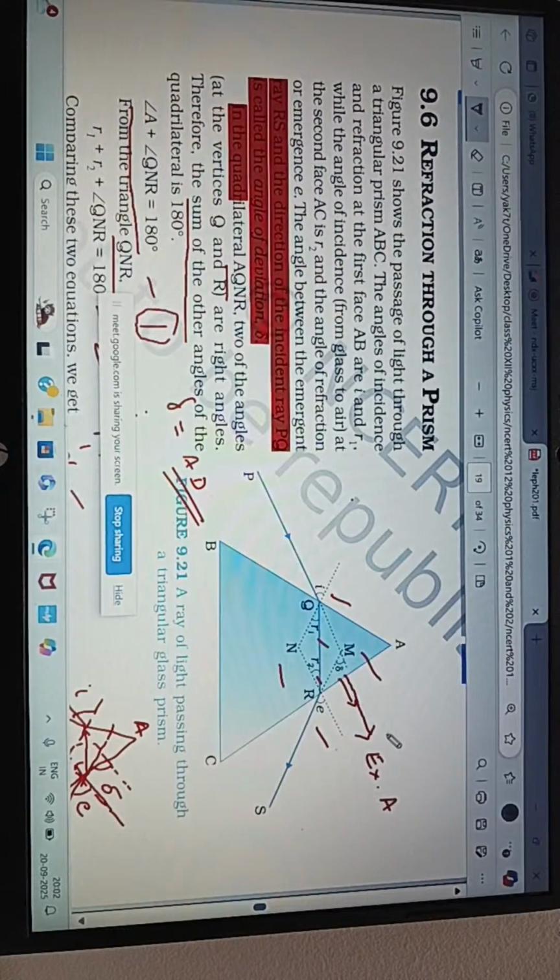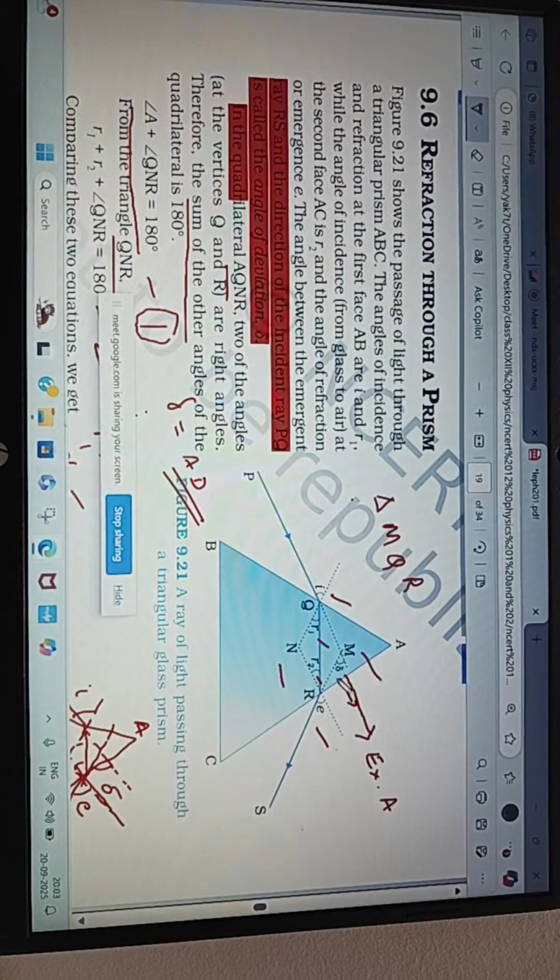How is delta equal to QMR? On which condition are you saying that? 180 minus QMR? No, you are taking 180 minus delta. Which triangle are you taking? I am taking triangle MQR. I have given one more hint. MQR I have taken.